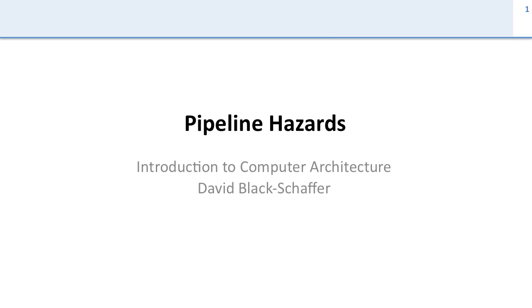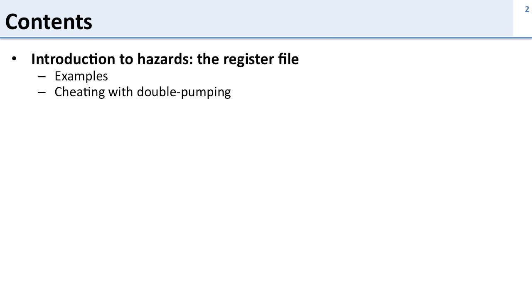So now we're going to talk about pipeline hazards. We spent a lot of time talking about pipelines, and now we're going to talk about some of the problems we run into and how we fix them. So the contents for today, I'm going to start out with an introduction to hazards, and we're going to use the register file as an example for this.